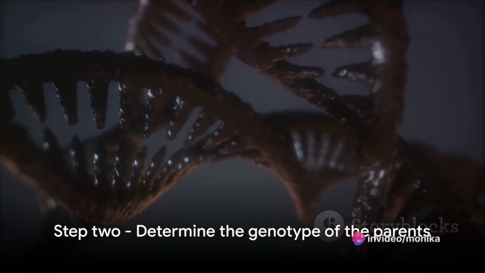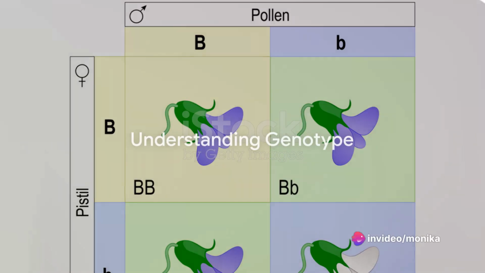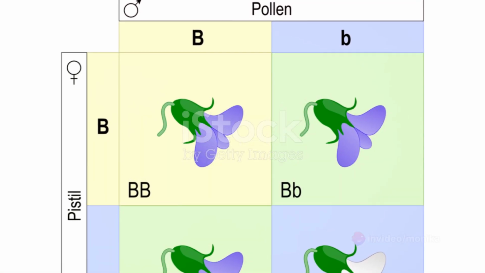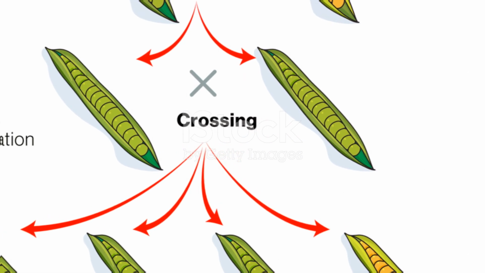Step 2. Determine the genotype of the parents. The genotype is the genetic makeup of an organism. For our pea plants, the yellow pea plant could have a genotype of YY or Yy, while the green pea plant would have a genotype of yy.